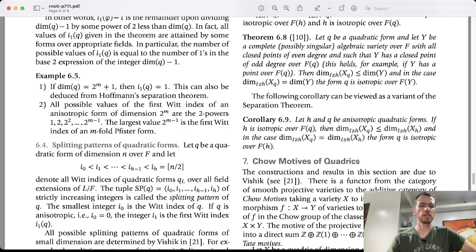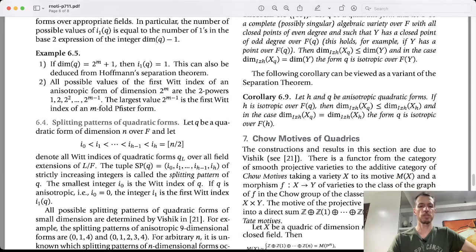Example: if the dimension of Q equals 2 to the m plus 1, then the first Witt index of Q equals 1. This can also be deduced from Hoffman's separation theorem. All possible values of the first Witt index of an anisotropic form of dimension 2 to the m are the 2 powers 1, 2, 2 squared, ..., 2 to the m minus 1. The largest, 2 to the m minus 1, is the first Witt index of an m-fold Pfister form.